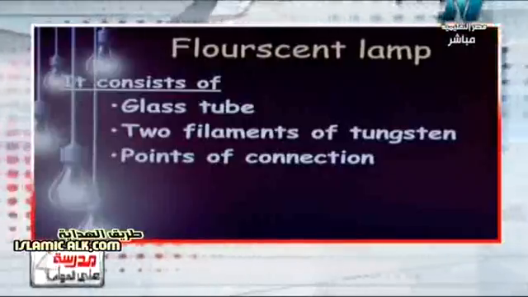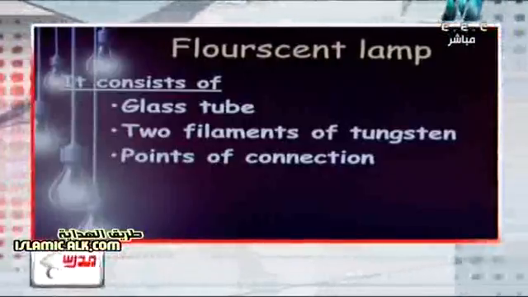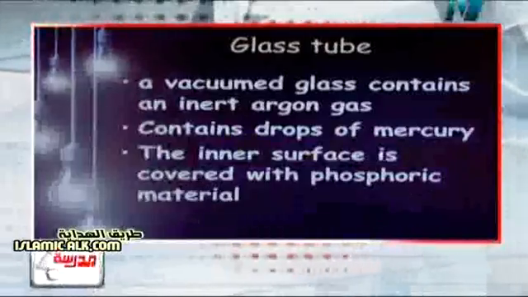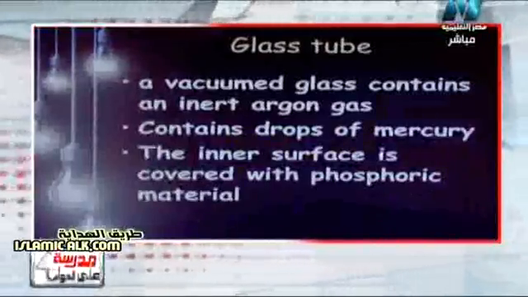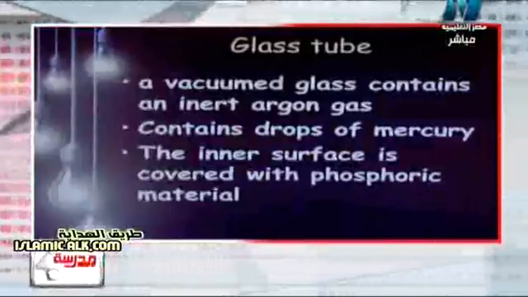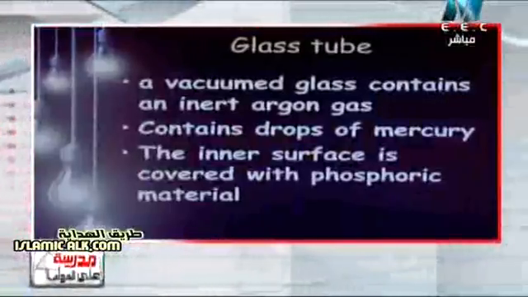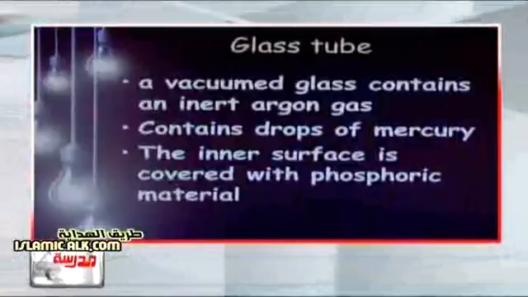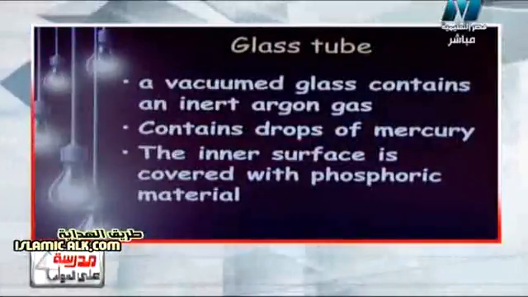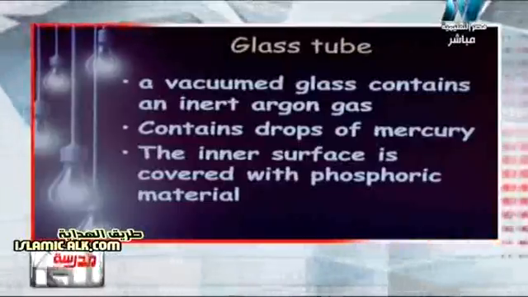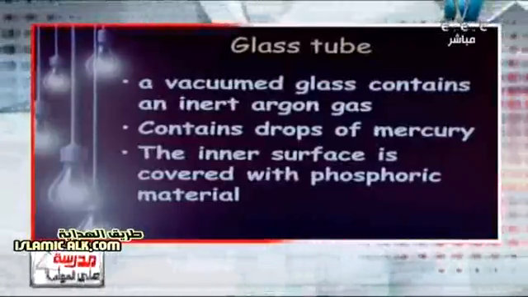So let's start the structure of the fluorescent lamp in detail. As we see now, it contains a glass tube, two points of connection, and two filaments of tungsten. Now what about the glass tube of the fluorescent lamp? The glass tube is a vacuumed glass that contains an inert argon gas, like the light bulb exactly.